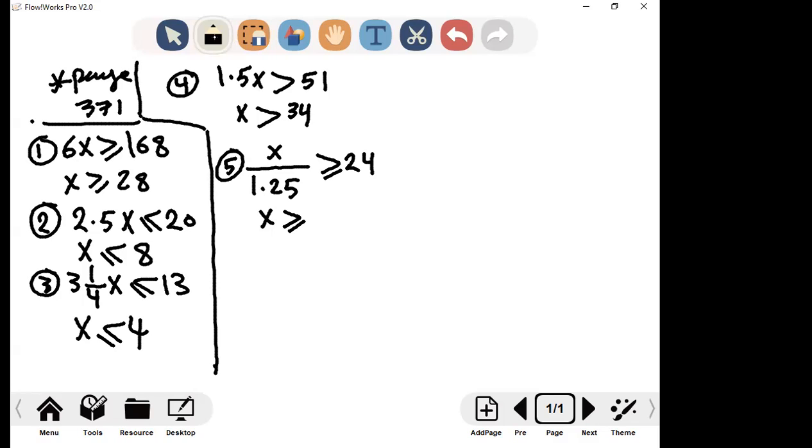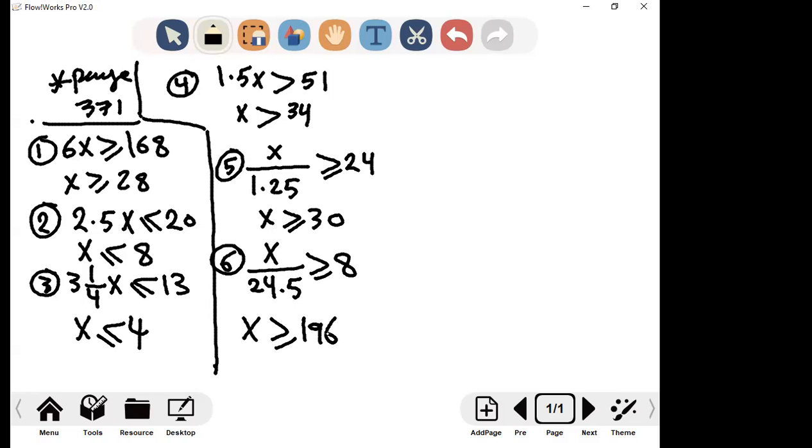Question 5, x divided by 1.25 more than or equal 24, x more than or equal 30. Question 6, x divided by 24.5 more than or equal 8, which means x more than or equal 196.